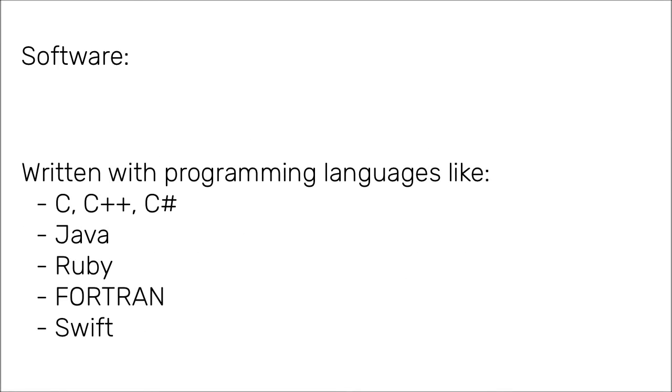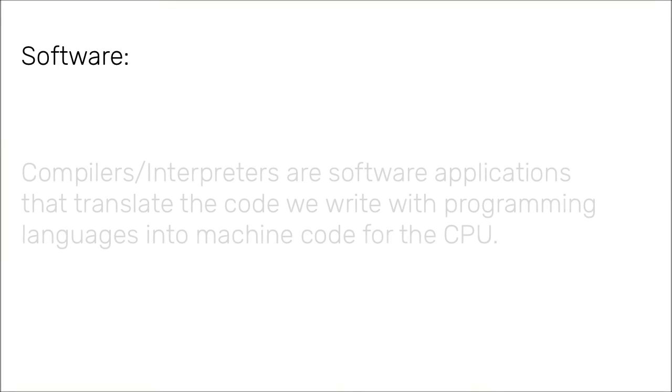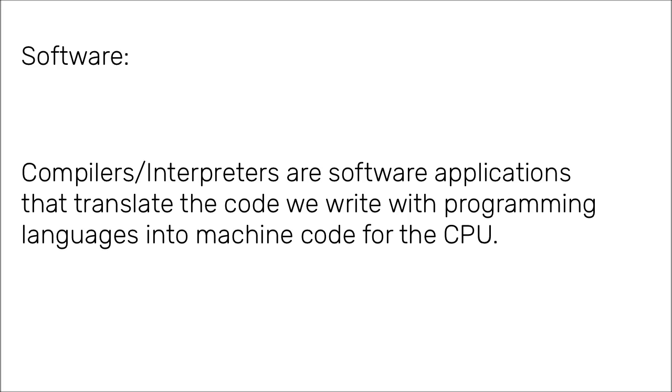These languages have names like C or Java or Ruby, and we write them in files or documents that we save on the computer's hard drive. We then have other pieces of software that we've written called compilers or interpreters that translate the instructions we've written with programming languages to machine code so that the computer can understand.